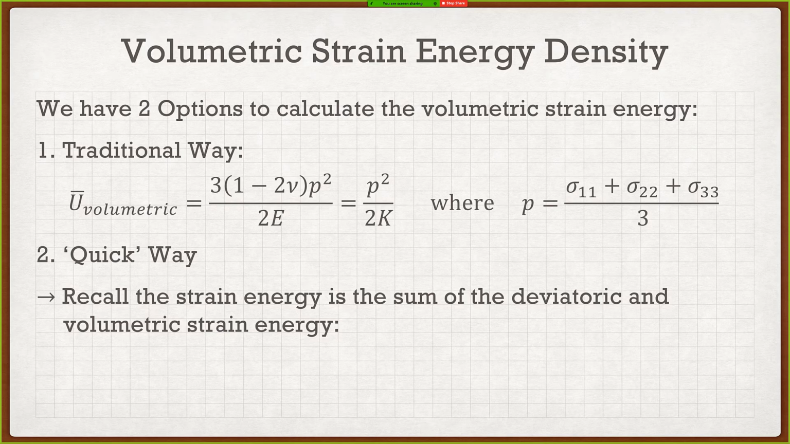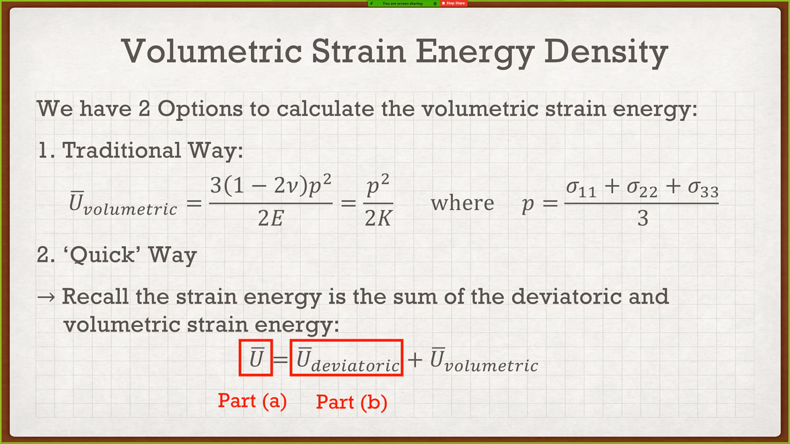So let's recall that the strain energy is actually the sum of the deviatoric and the volumetric strain energy. What does that mean? It means that we have this nice relationship down here. And if we look at the components, the strain energy on the left-hand side, we solved for that in part A. We know what that is. How about the deviatoric strain energy? Well, we solved for that in part B. So if we look at this equation, we actually only have one unknown, which is that volumetric strain energy.